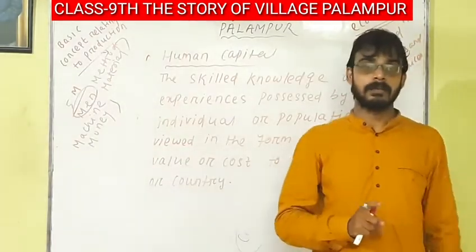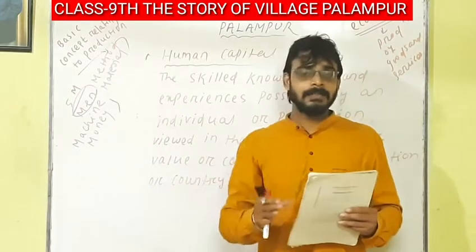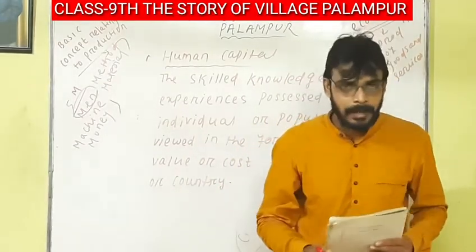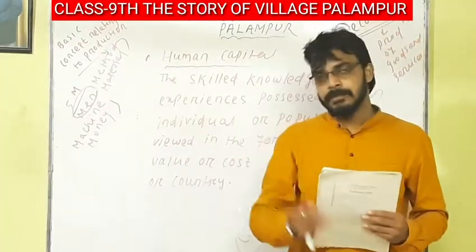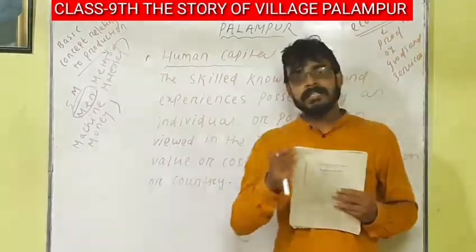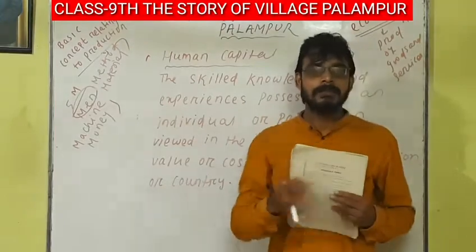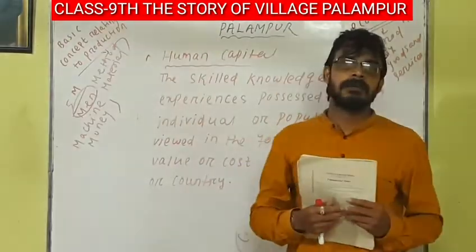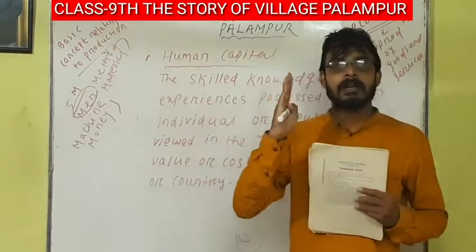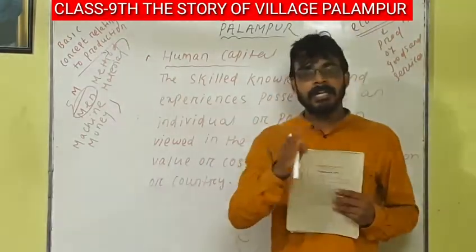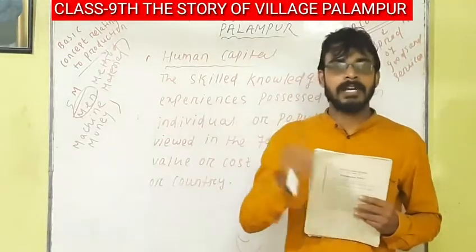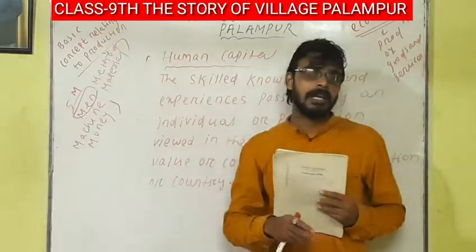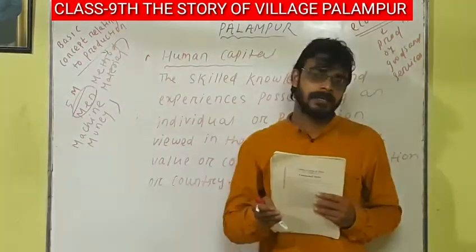Dear students, in this video we have discussed what facilities are available in Palampur, how the land is distributed, the basic concepts relating to production, what economic activities are, the types of economic activities, market and non-market activities, what the factors of production are, what the 5M are, and what human capital and physical capital, including fixed capital, are.